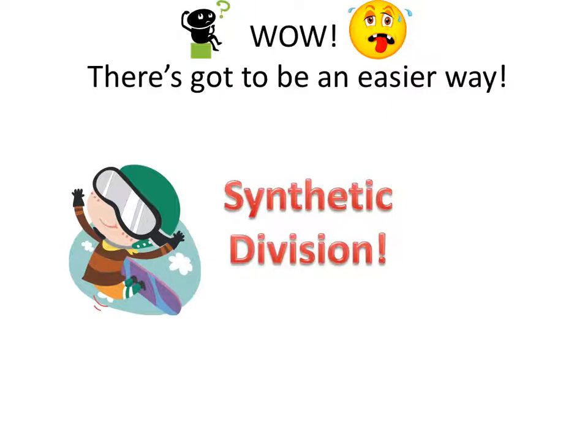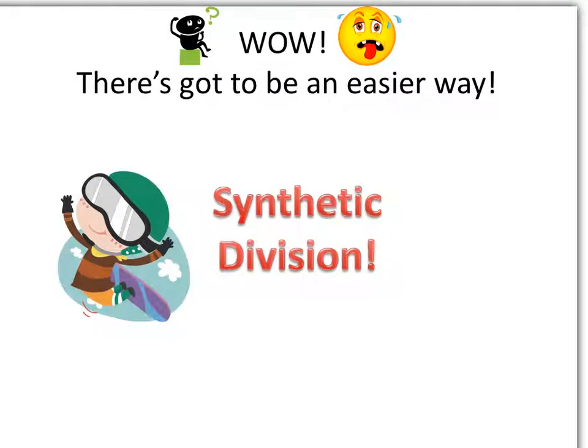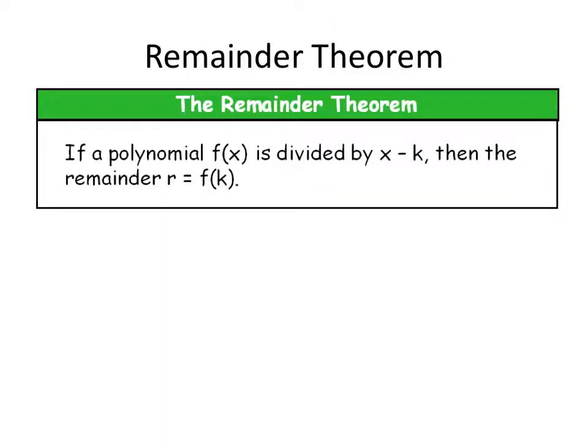All right, so this is 5-5 day 2. And we're going to look at synthetic division. We've already done this before when we did synthetic substitution. So this is the remainder theorem. You can write this down if you want to, but you don't have to.